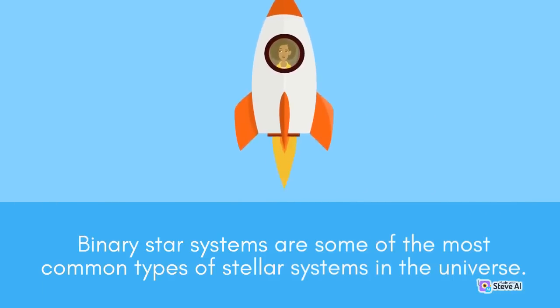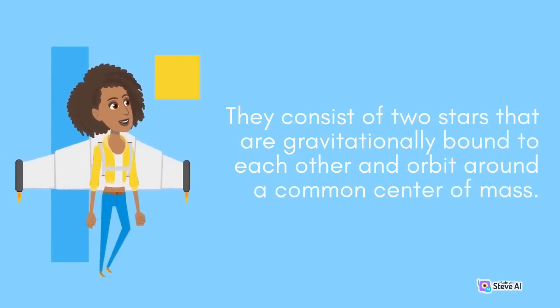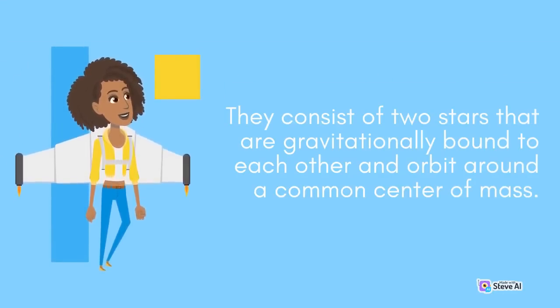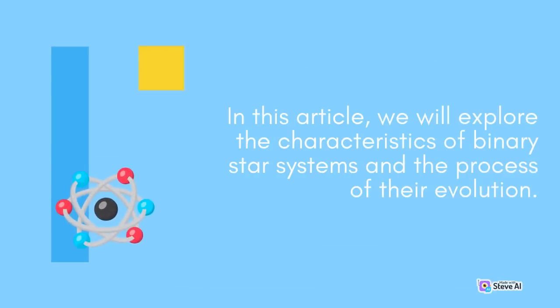Binary star systems are some of the most common types of stellar systems in the universe. They consist of two stars that are gravitationally bound to each other and orbit around a common center of mass. In this article, we will explore the characteristics of binary star systems and the process of their evolution.